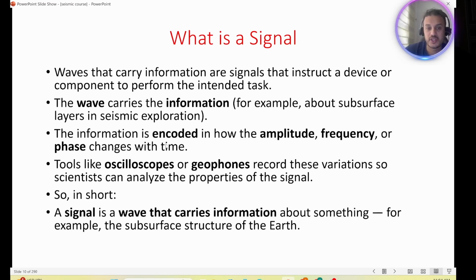This information is encoded in how the amplitude, frequency, and phase change with time. And we use tools like an oscilloscope or geophones to record these signals on the surface. So what is a signal? It is a wave that carries information, and we record these signals on the surface using tools.